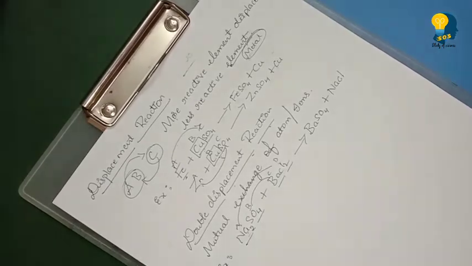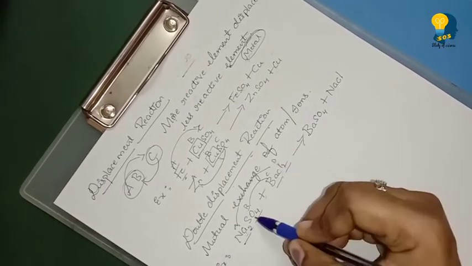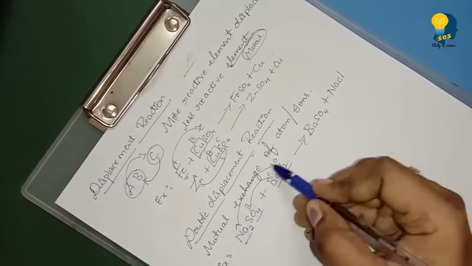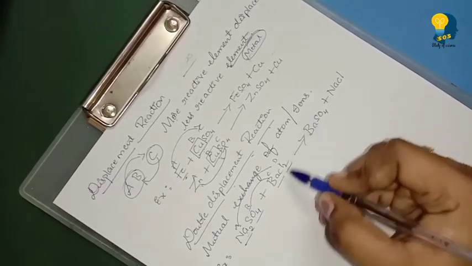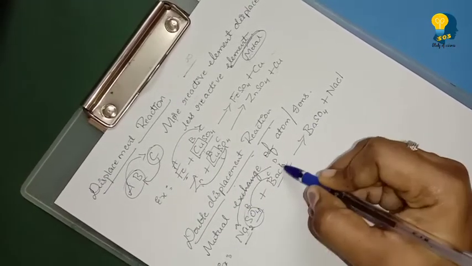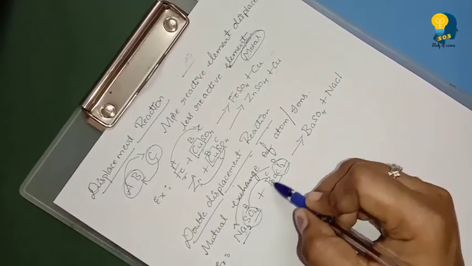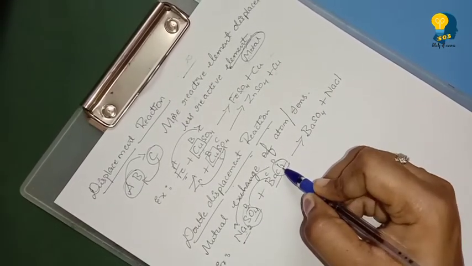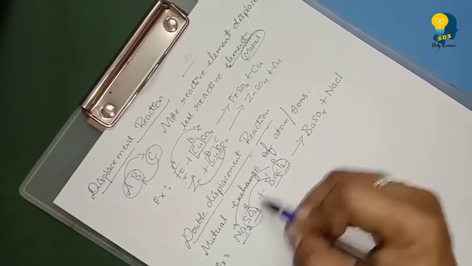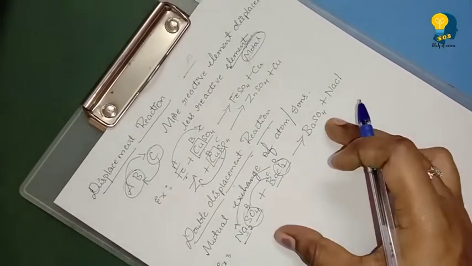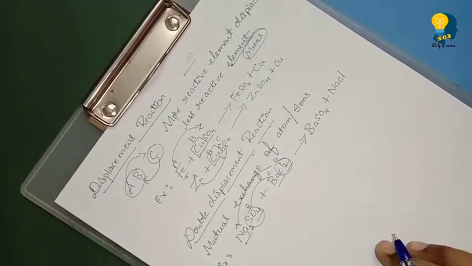Okay. So this is an example. A combines with D, B combines with C. Mutual exchange of atoms or ions. You can see here, this is an ion, this is an ion. It has been exchanged. This ion exchanged with the barium. Here chlorine. This ion exchanged with the sodium. Mutual exchange of ions we have seen. This is a double displacement reaction. Clear?